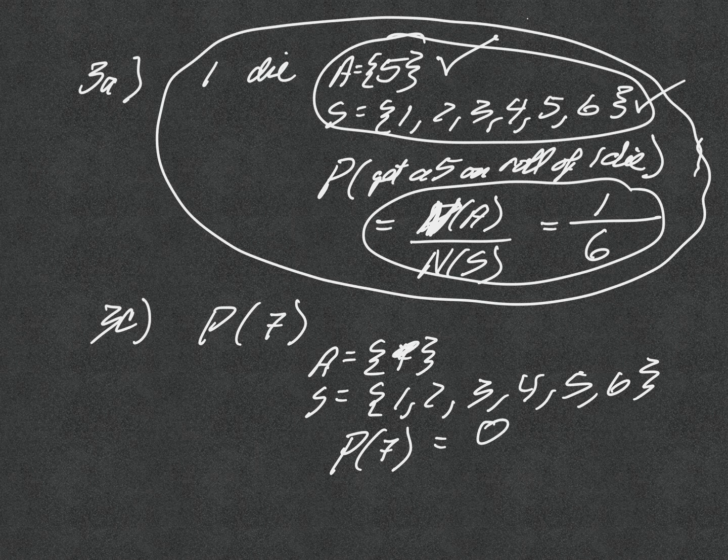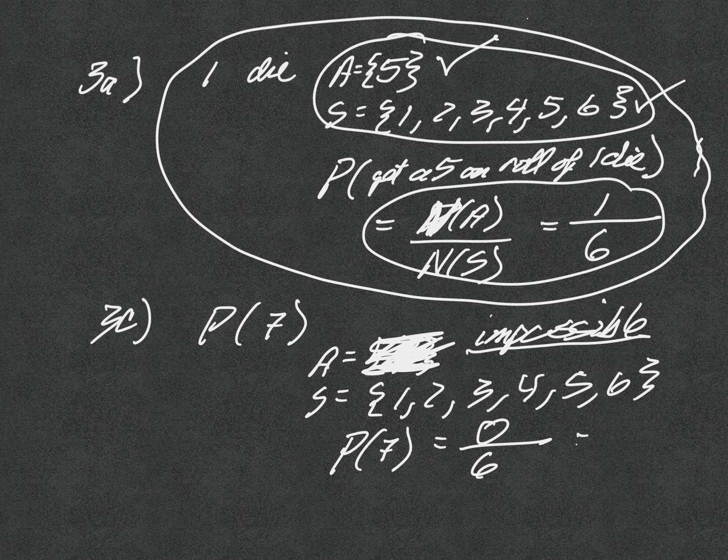So this is an impossible event, because I can't get a 7 when I roll a 6-sided die. It's probably better for me just to write impossible here. Then I know that the number in there is 0 over the number in the sample space, and 0 over 6 is 0.